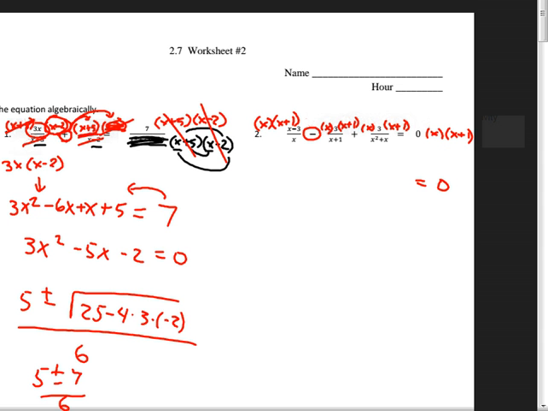And then you just got to do 2 parts, one with plus, one with minus. 5 plus 7 is 12. 12 divided by 6 is 2. And 5 minus 7 is negative 2. Negative 2 over 6 turns out to be negative 1/3. So 2 and negative 1/3 are your 2 answers for that one. Now, obviously the factoring wouldn't have been super clean because we have an answer of negative 1/3.